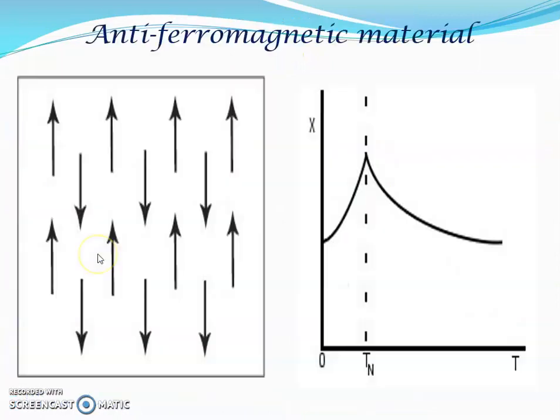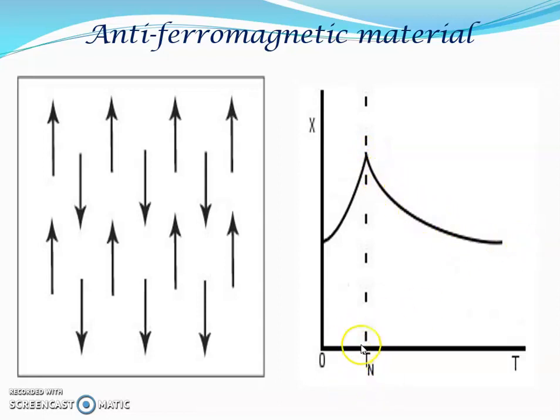Then just see the graph, temperature along x-axis and susceptibility along y-axis. As temperature increases, susceptibility also increases and reaches maximum susceptibility at a temperature called Néel temperature Tn. Once Néel temperature is reached, if we still increase the temperature, the magnetic susceptibility starts decreasing.